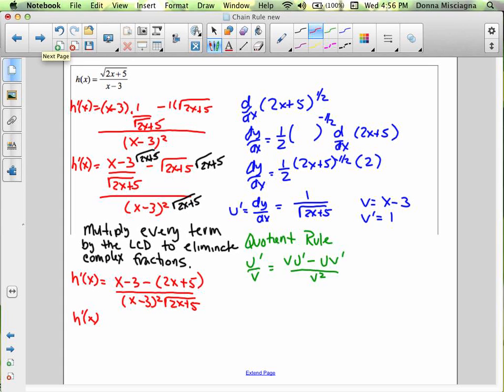H prime of x equals, right? Actually, let me just do it up here really lightly, and then we'll just write the final answer because we're starting to run out of space here. So this is going to be a negative 2x and a negative 5. It's nothing really complicated. I think we can do that in our head. So x minus 2x, that's going to be a negative x. And negative 3 minus 5 is going to be negative 8. So we have negative x minus 8 divided by (x minus 3) squared times the square root of 2x plus 5.